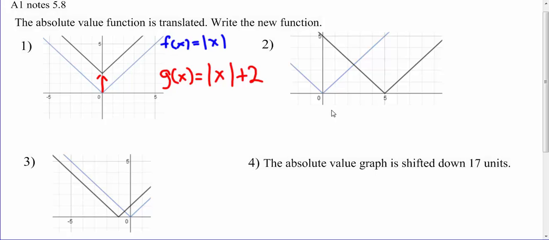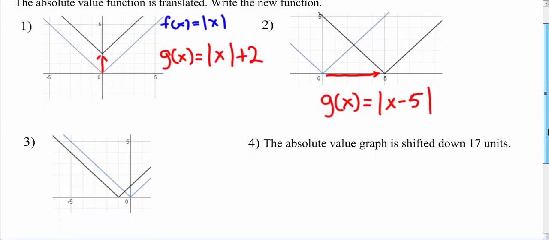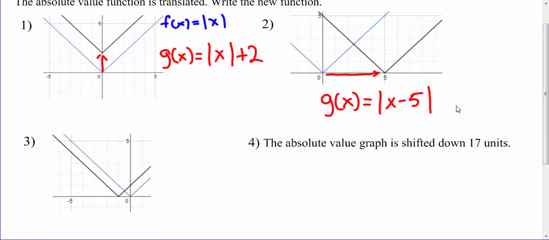On number 2, this time our graph is moving to the right, and it's moving right by 5 spaces. So what we would say is g of x is equal to, now remember when you move left and right, the movements are actually inside the grouping, and this may surprise you a little bit, but x minus 5. So that's the absolute value of x minus 5. A minus 5 means you move right 5. Keep that information in mind.